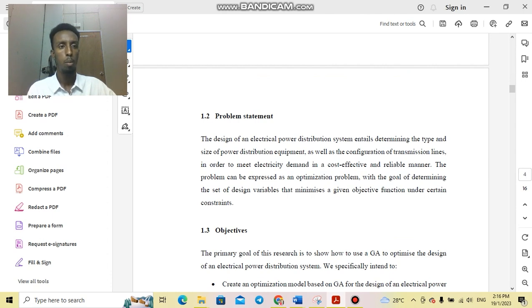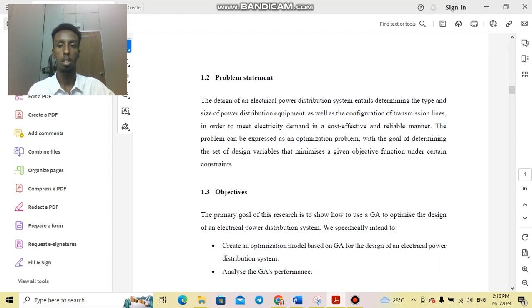So this is the problem statement. The design of an electrical power distribution system entails determining the type and size of power distribution equipment, as well as the configuration of transmission lines, in order to meet the electricity demand in a cost-effective and reliable manner. The problem can be expressed as an optimization problem with the goal of determining the set of design variables that minimize a given objective function under certain constraints.